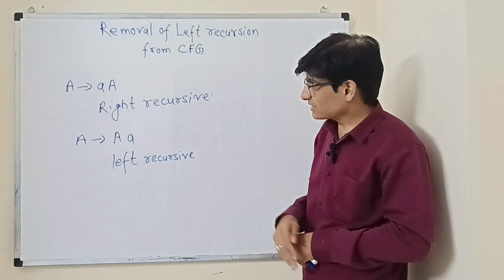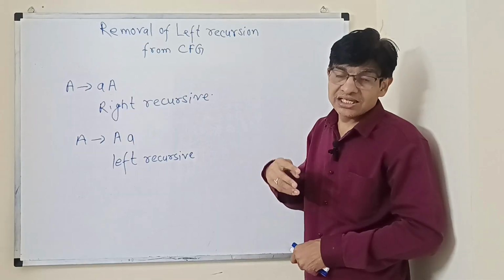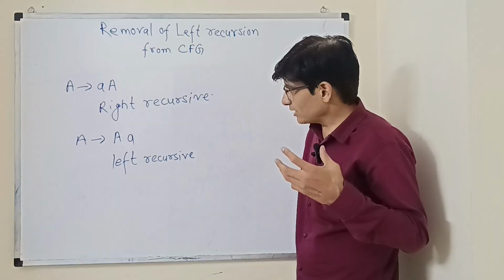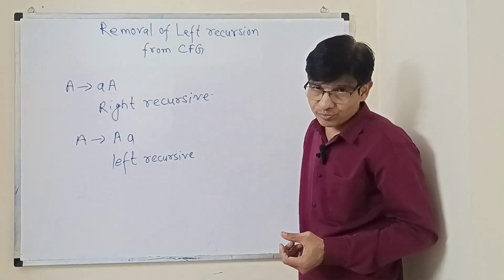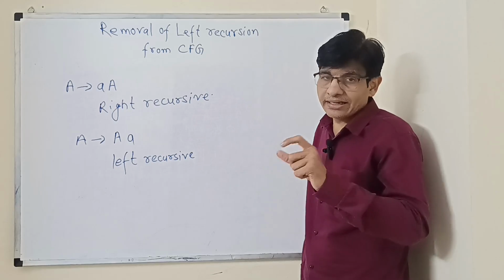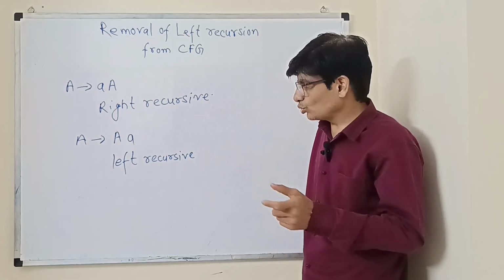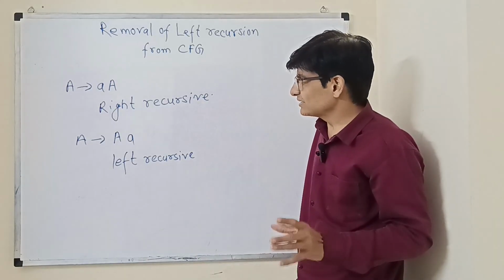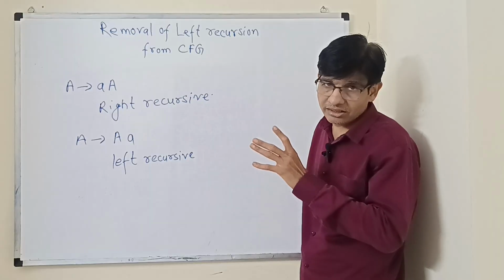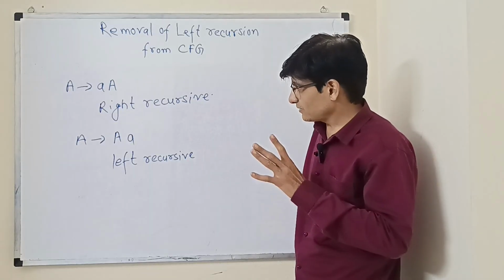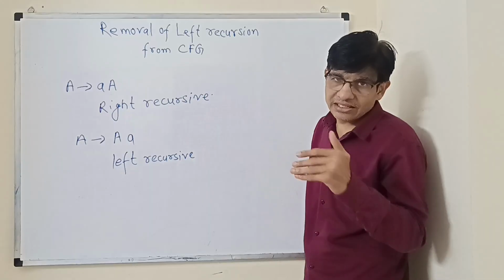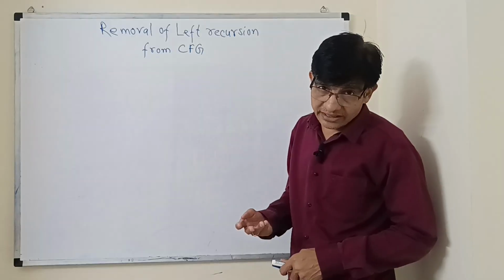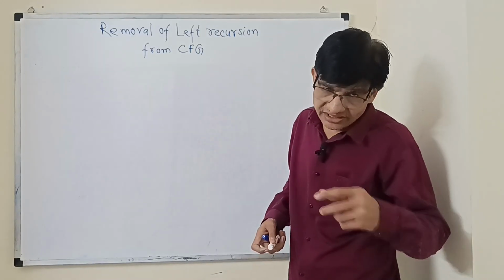So now in this lecture, we will see the process of converting left recursive production into right recursive production. I hope the type of recursive production, what we mean by recursive production, and why we need to remove it, would be very much clear. Now I will take one example and tell you the way to convert left recursion into right recursion.